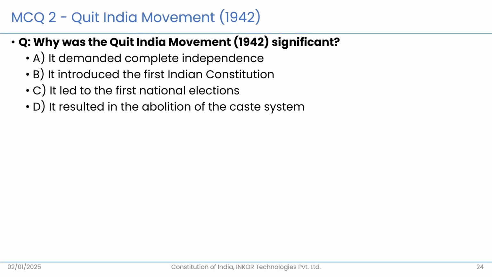Now let's test your understanding. Why was the Quit India Movement 1942 significant? A. It demanded complete independence. B. It introduced the first Indian constitution. C. It led to the first national elections. D. It resulted in the abolition of the caste system. Take your best guess.